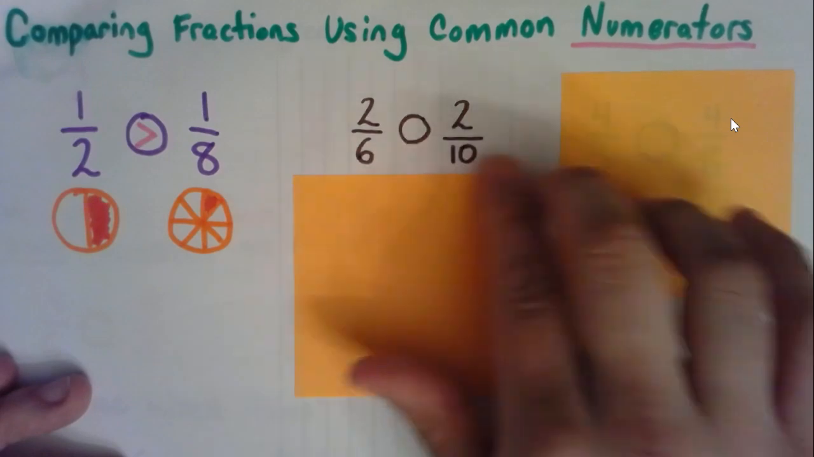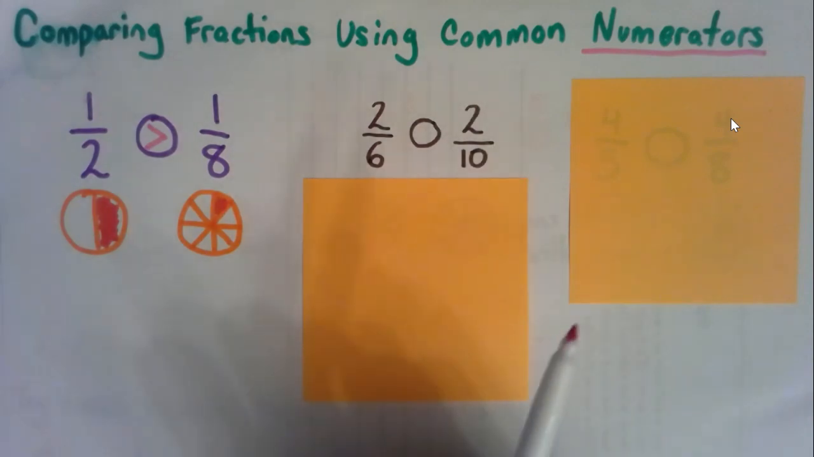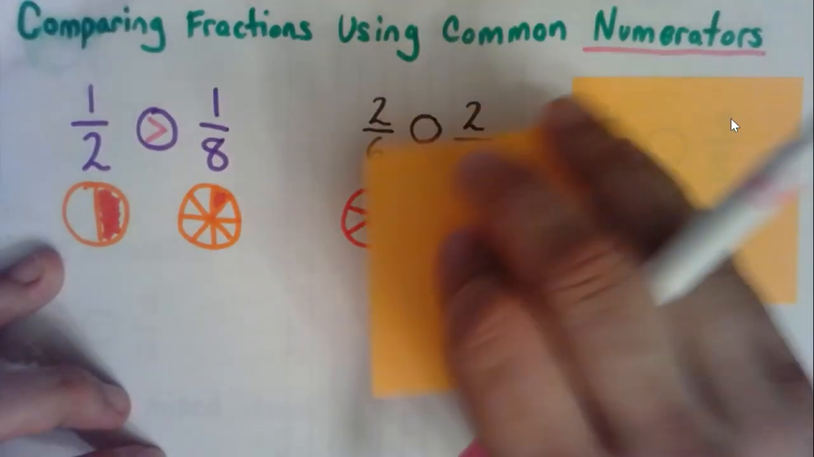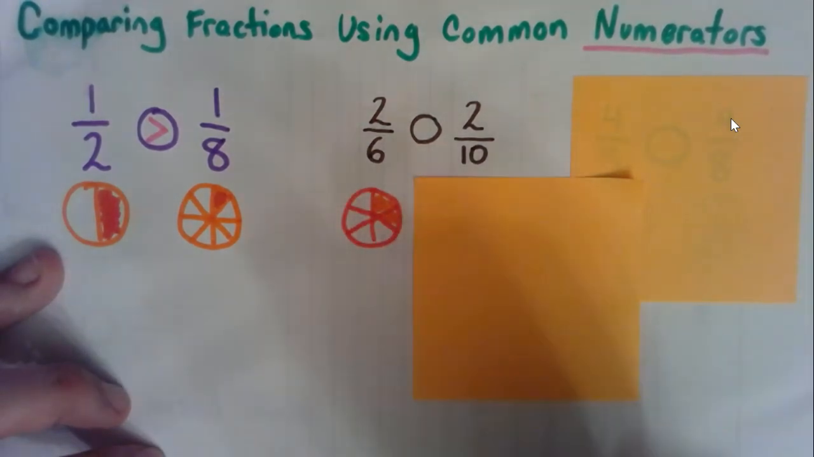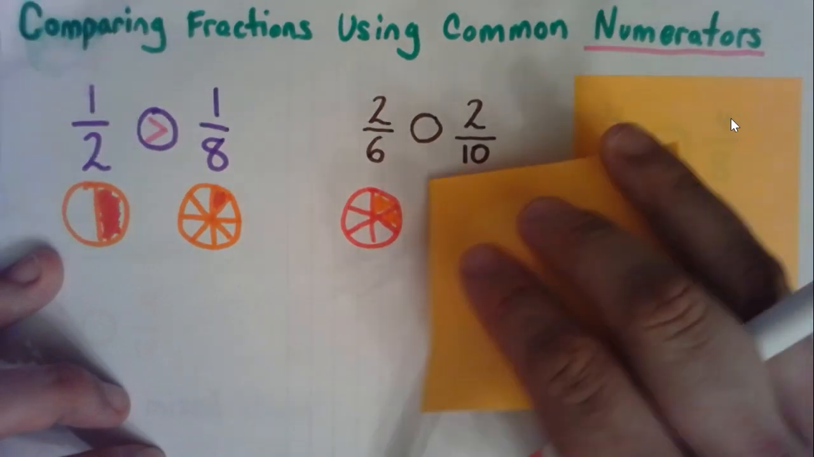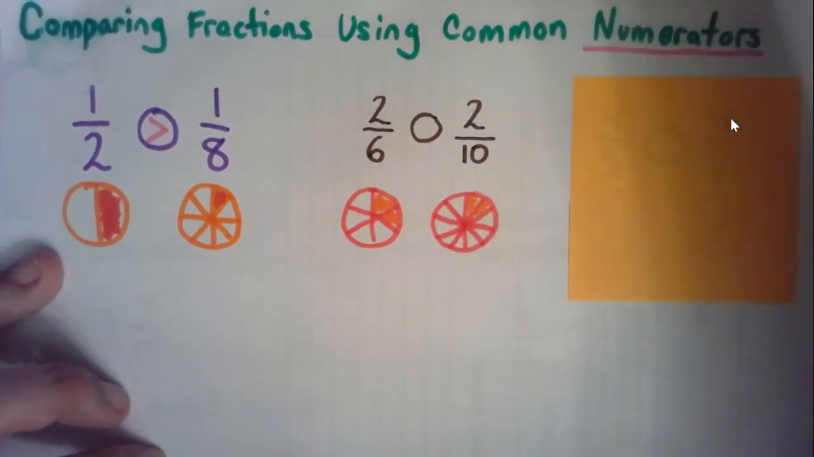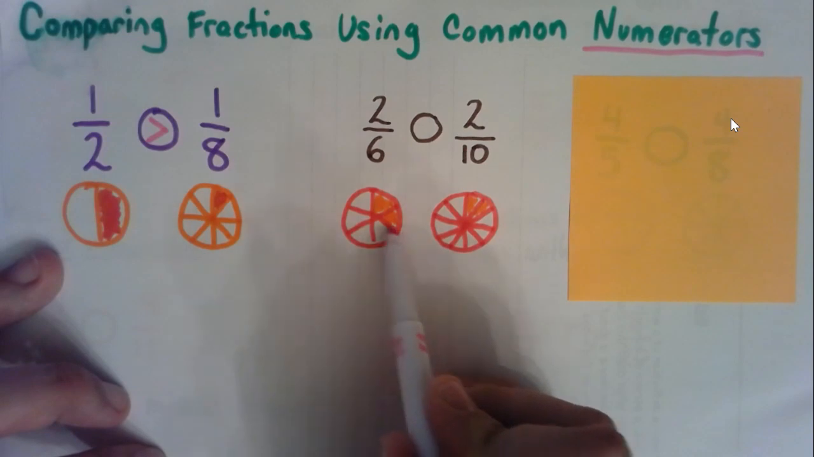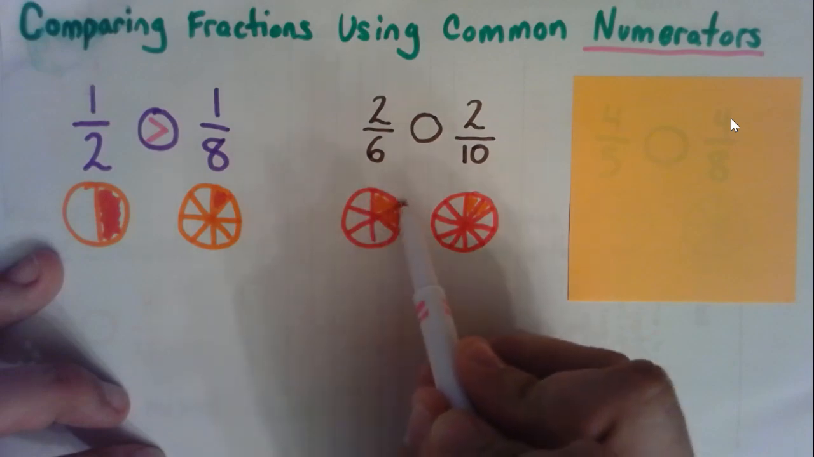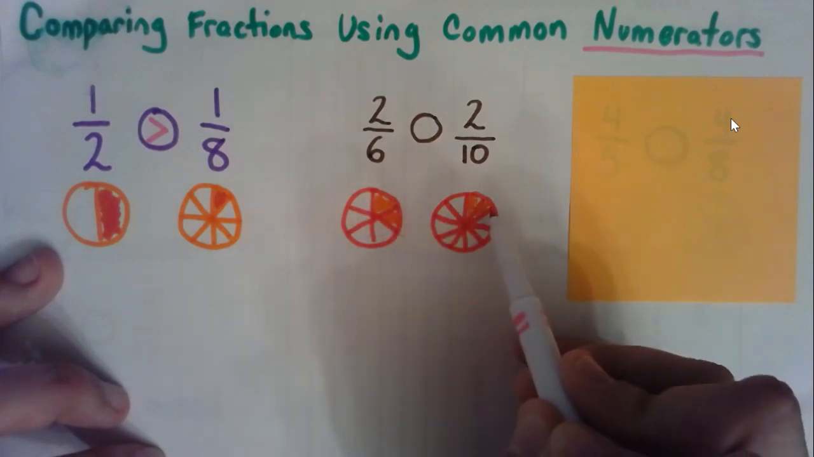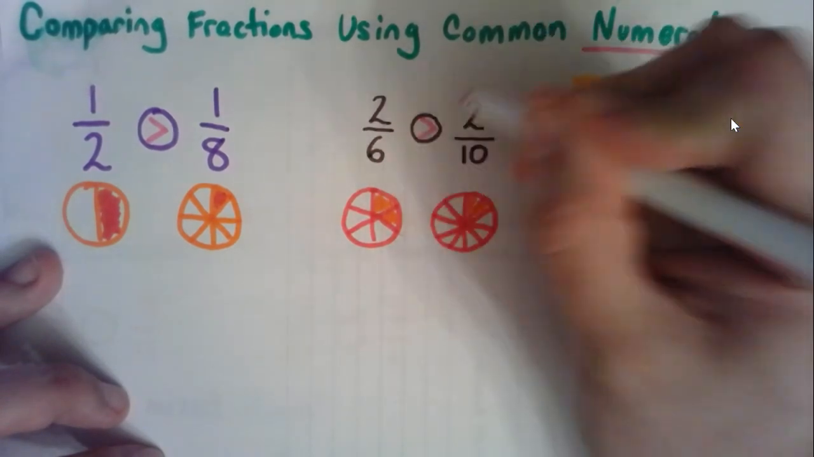This time I have 2/6 and 2/10. So again, I have common numerators. They're both 2 parts. But when I have 2/6, that means that I'm taking my whole and I'm dividing it into 6 parts, and I've shaded in 2 of them. But with 2/10, I've still shaded in 2 parts, but this time it's 2 out of a total of 10 separate parts. And right now you can see I've shaded in much more with 2/6 than I have 2/10 because each of those 2 parts is larger than when I divide the whole up into 10 parts. So 2/6 is greater than 2/10.